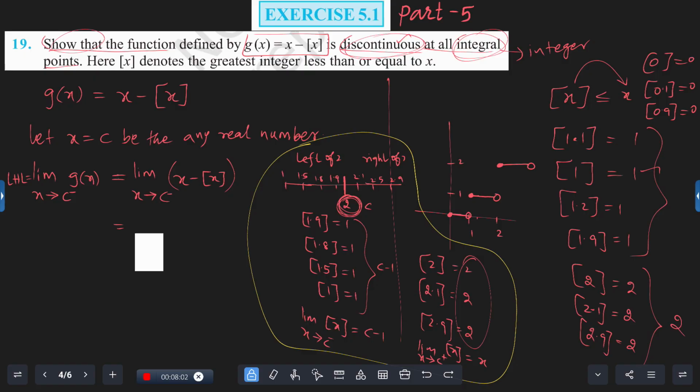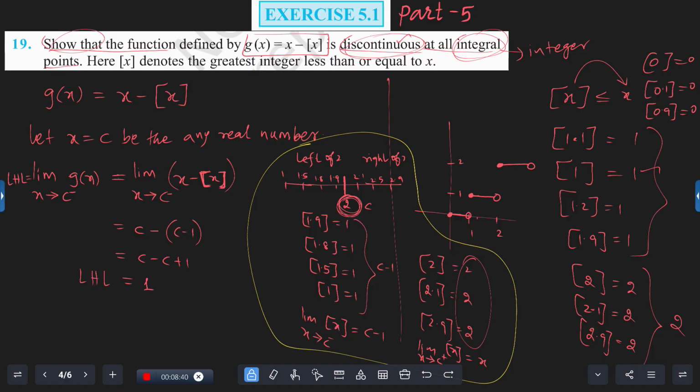Now we can apply. x will directly become just C, minus the greatest integer of x, which for the left hand limit is C minus 1. Put a normal bracket here, not the square bracket, which they use to denote the greatest integer. Now multiply the negative inside: C minus C plus 1. C minus C cancels, so plus 1 is my left hand limit answer.